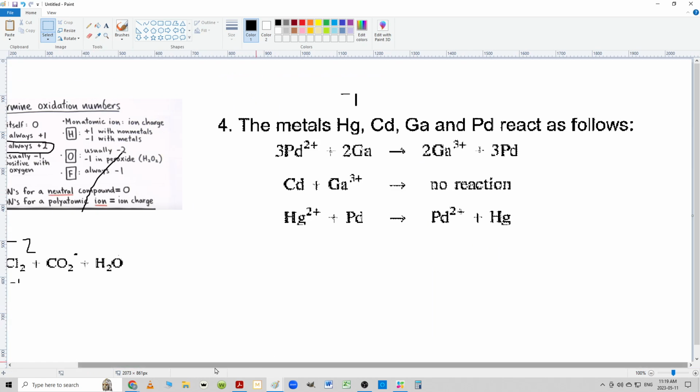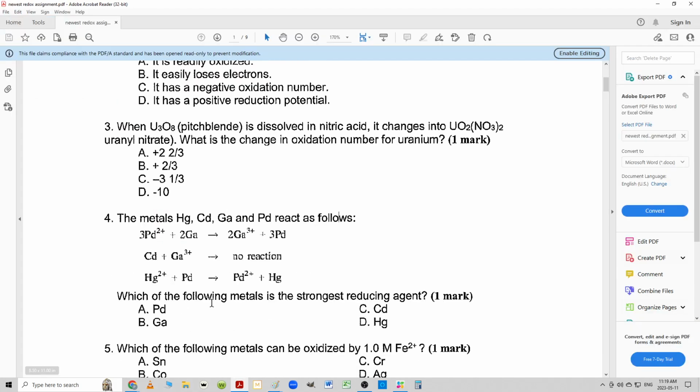The metals, they react as follows. So they're asking us to build a reduction table on this one. They're going to ask us to put them in the proper order. Which one's the strongest reducing agent? That's a little bit of a trick. So the strongest reducing agent is the one that is at the bottom of the list.